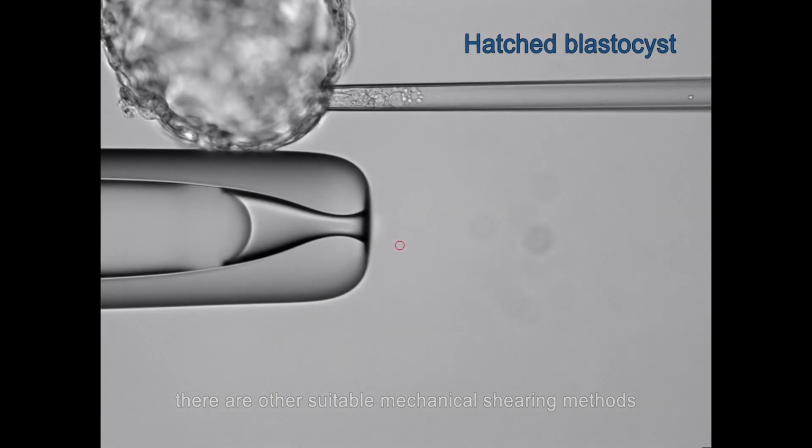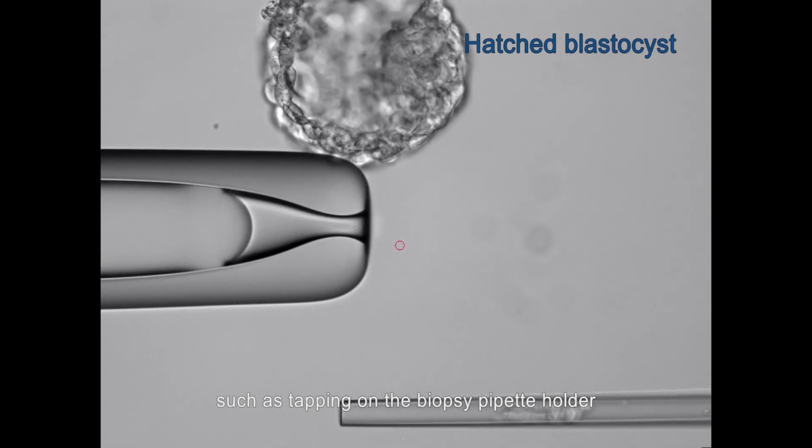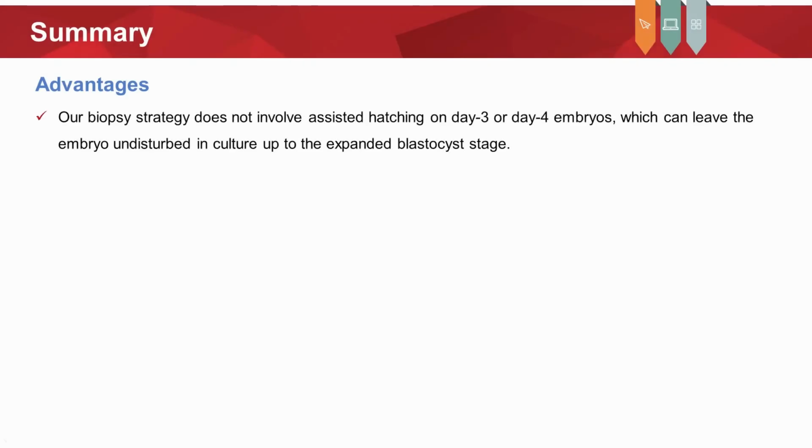Similarly, there are other suitable mechanical shearing methods that can be tried, such as tapping on the biopsy pipette holder with a pen or finger. Our biopsy strategy does not involve assisted hatching on day 3 or day 4 embryos, which can leave the embryo undisturbed in culture prior to the expanded blastocyst stage.